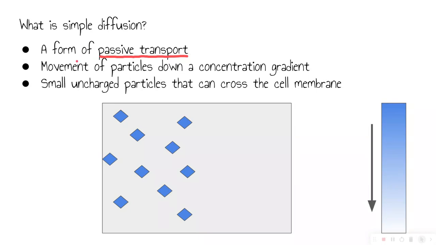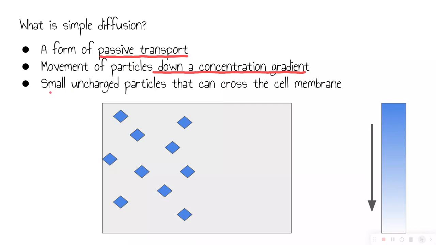So passive transport is going to be the movement of particles down a concentration gradient. And we can see this concentration gradient model here. We have a high concentration, a low concentration. And if we're moving down the concentration gradient, we're going from a high concentration to a low concentration. Since this is passive transport, it's also not going to use energy. It's not going to require ATP.